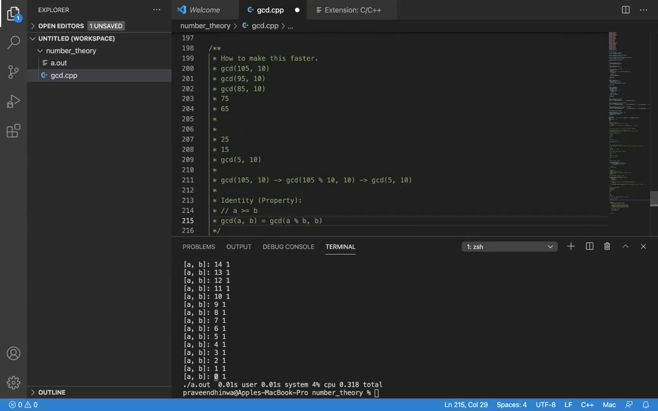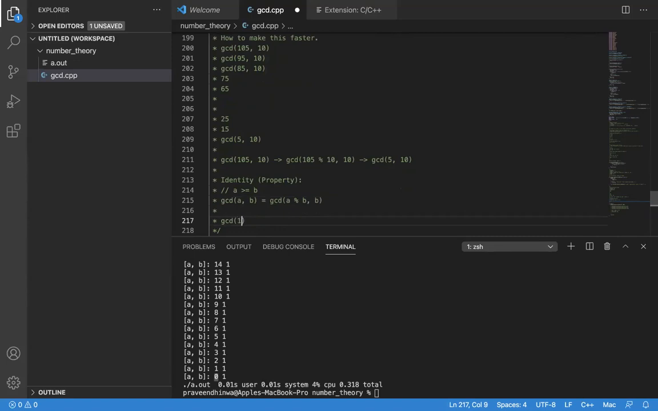This is very important. So for example, GCD of 10 power 9 comma 1. What is GCD of 10 power 9 comma 1? It is the same as GCD of 10 power 9 modulo 1. So what is the remainder when you divide 10 power 9 by 1? The remainder is 0. So GCD of 0 comma 1. What is GCD of 0 comma 1? It would be 1. It won't be 0 because every number divides 0. So the answer would be 1. So you can see GCD of 10 power 9 comma 1 is 1.